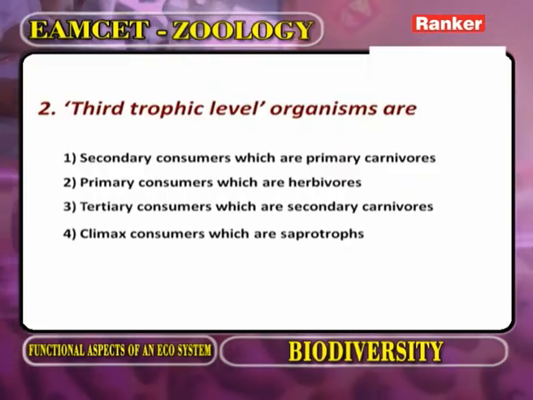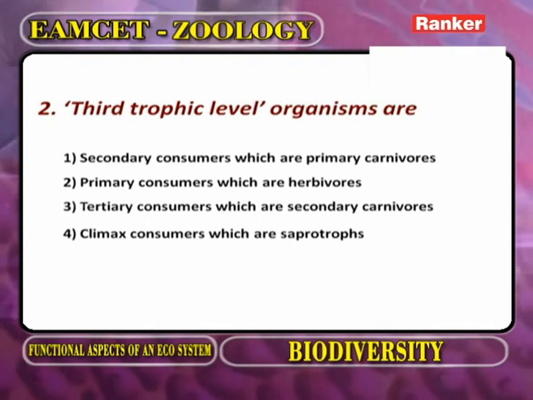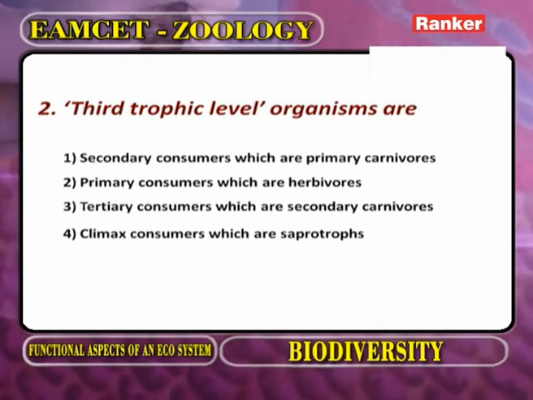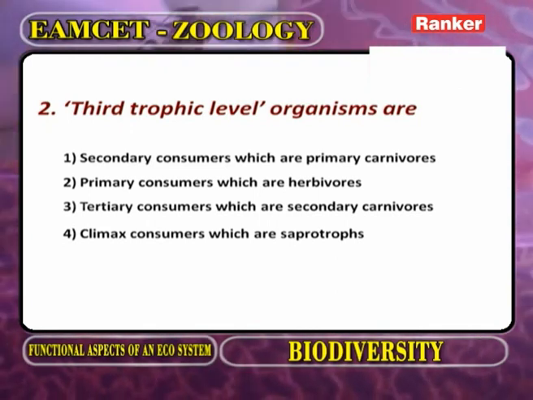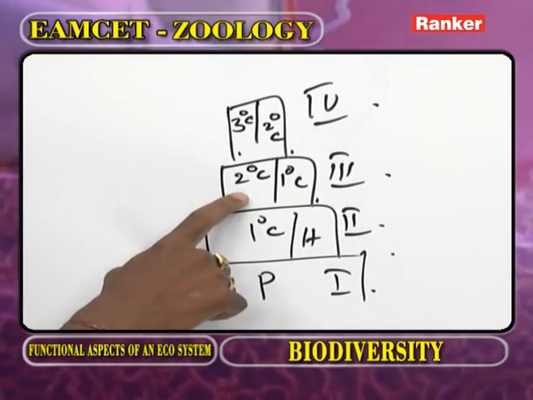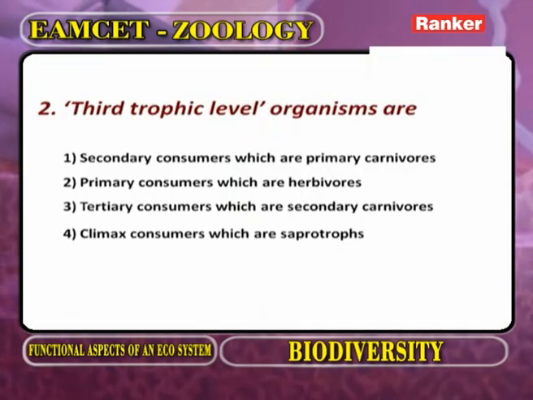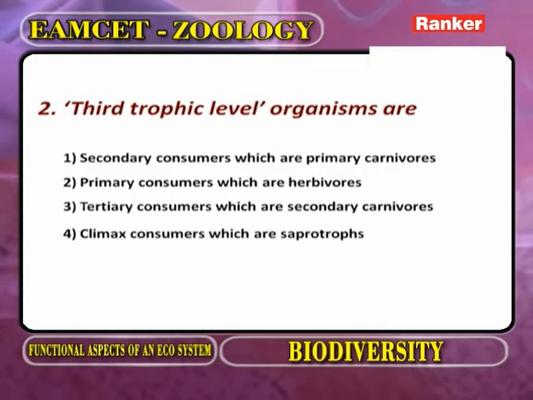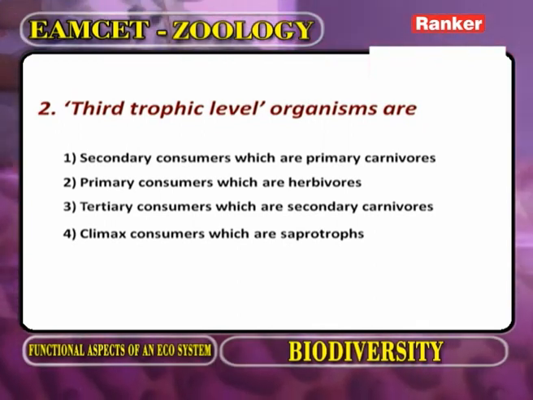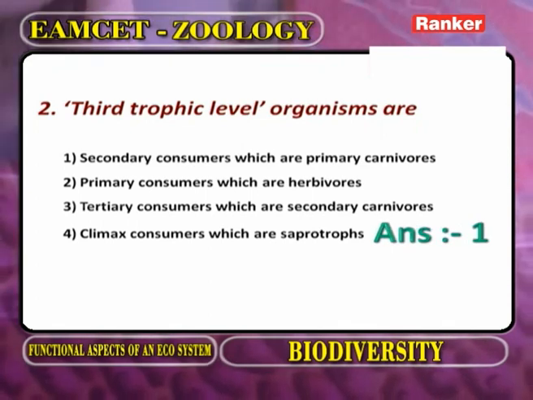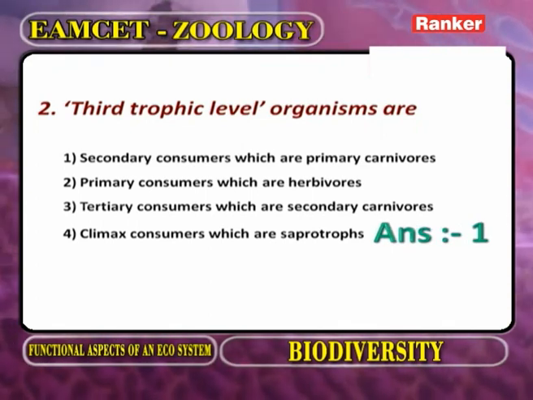Now you have to observe. The question is the third trophic level organisms are. This is the third trophic level, in which type of organisms? The secondary consumers. What is the other name of secondary consumers? The primary carnivores. Now based on this information, what is the correct answer for this question? Secondary consumers, which are the primary carnivores. Now we go for the next question.